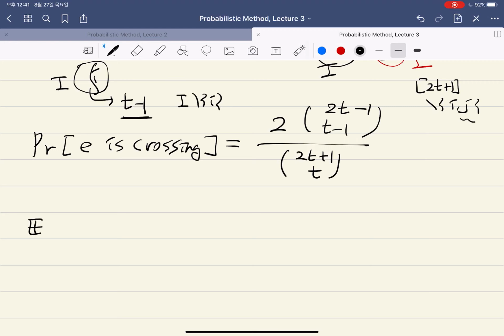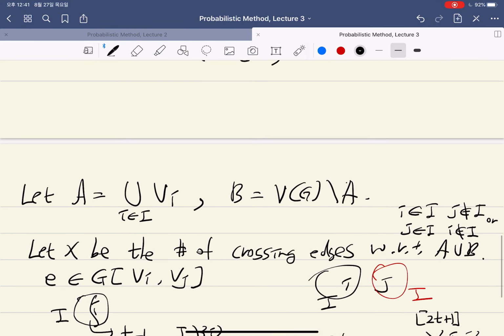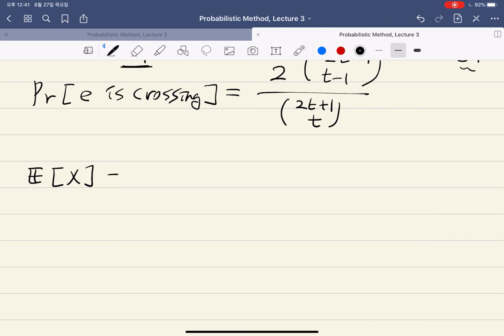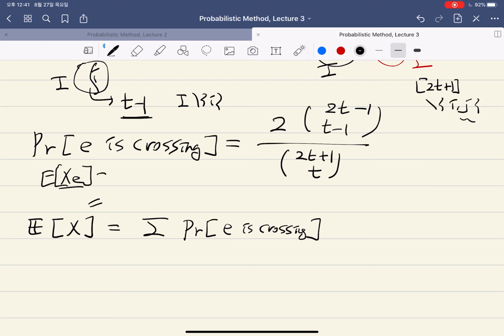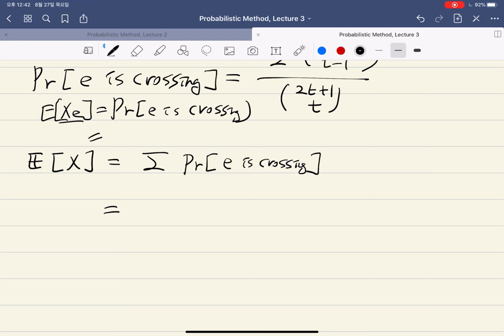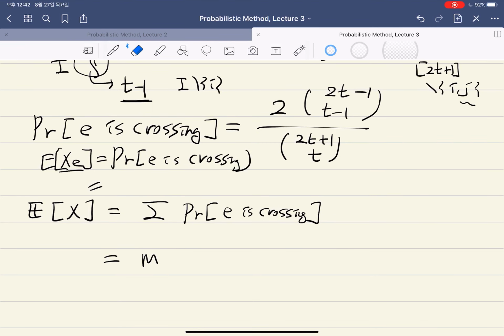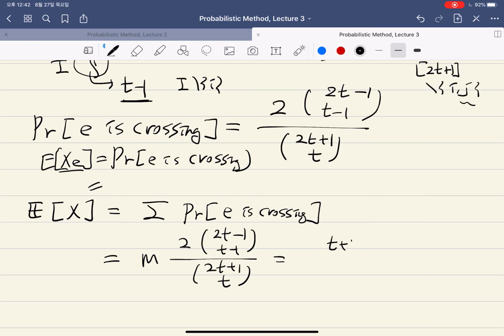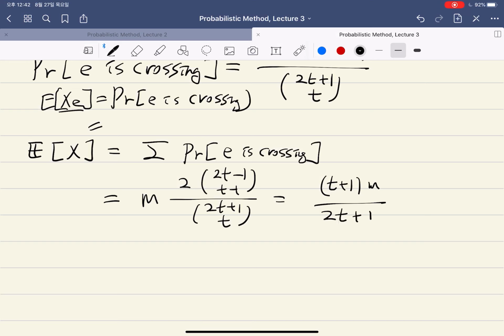So using that, we can actually consider the expectation of X, which is the summation of all probability that e is crossing. Because again, we can define Xe to be the indicator random variable whether e is crossing. Then this is the same as the probability that e is crossing. And we use the linearity of expectation. Then this is m times 2 times 2t minus 1 choose t minus 1 over 2t plus 1 choose t. With some computation, we can actually prove this. You see that this is a bit bigger than half m.